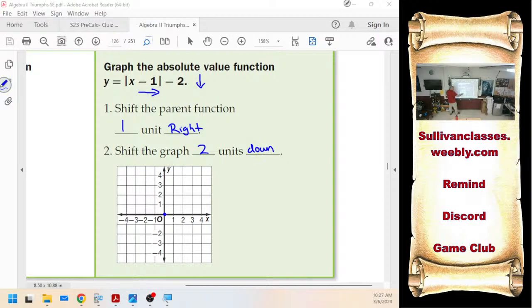That means this dot that would have been right smack in the middle of the graph at 0, 0, I'm going to move it right 1, down 2. And then I'm going to start my V. The V always has a slope of 1 on the right side. We're going to go up 1, right 1, up 1, right 1, up 1, right 1.